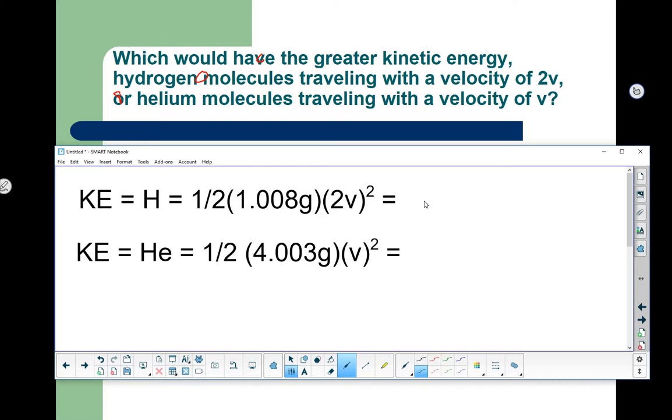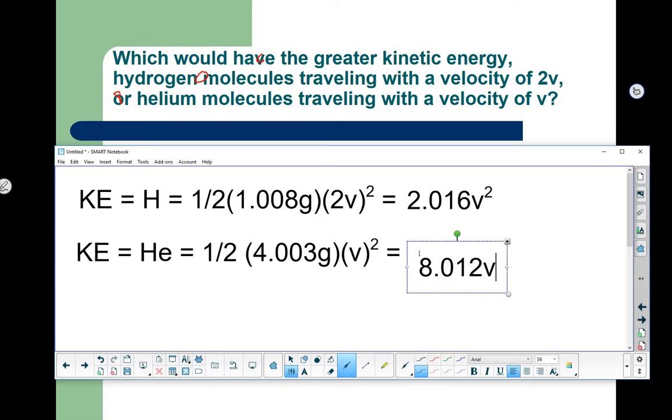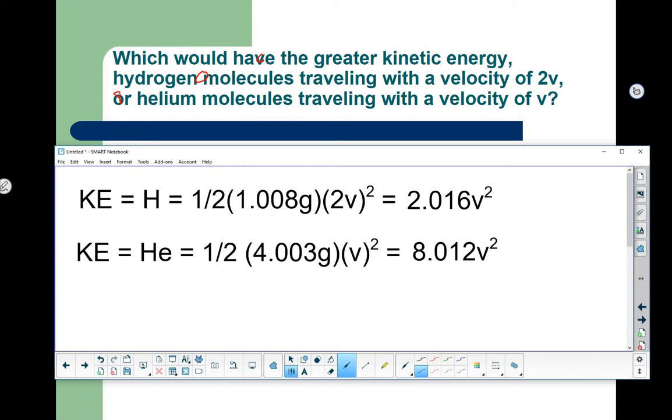What do we get for the top one? This is what I got. Does everybody agree with that? Did I do my math correctly? For the bottom one, I think it's 8.012, I think. Is that right? V squared. Somebody help me. Mathematicians. Did I do that wrong? I think I did that wrong.